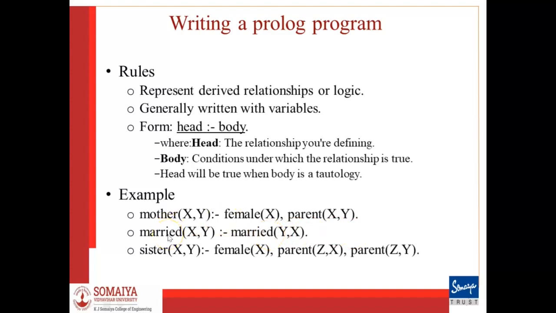The third example expresses when we can define sister as a relationship. When the first person is a female and the first person and the second person both share a parent, in that case, the X person is a sister of Y. So whenever female X, parent Z, X and parent Z, Y is a tautology, then and only then we can define that sister X, Y is true.